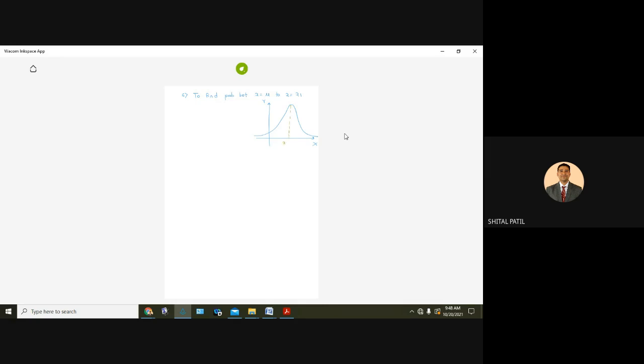That is x equal to mu, and somewhere here we have x equal to x1. So we have to find the area under the normal curve from x equal to mu up to x equal to x1. That is, we want to find the probability between x equal to mu and x equal to x1.